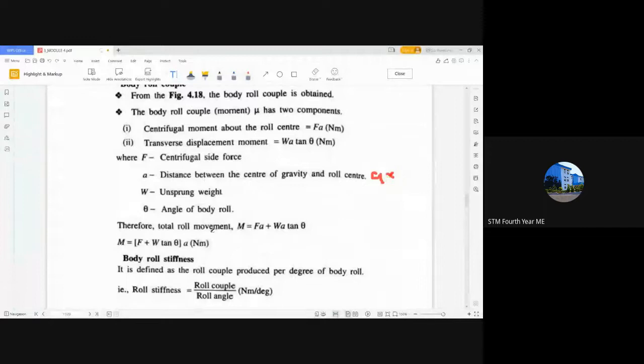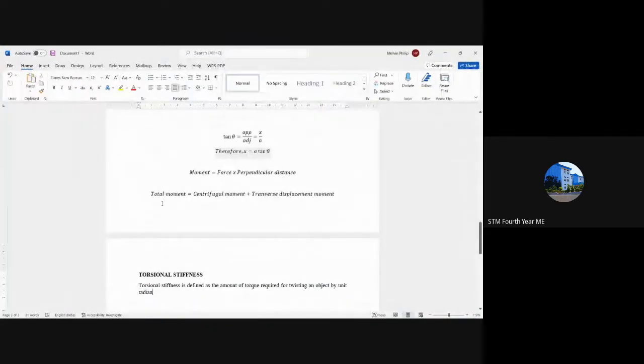Next is total roll moment. Please write down this one. Total roll moment is equal to centrifugal moment plus transverse displacement moment. Total moment is equal to centrifugal moment plus transverse displacement moment. Total roll moment is equal to centrifugal moment plus transverse displacement moment.